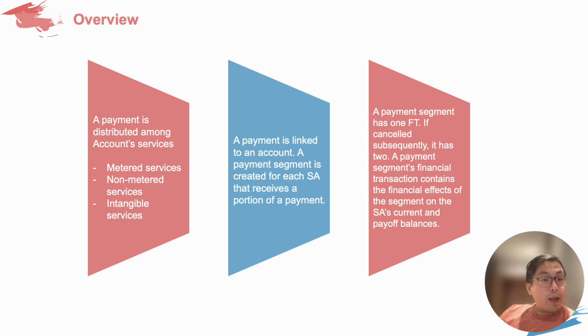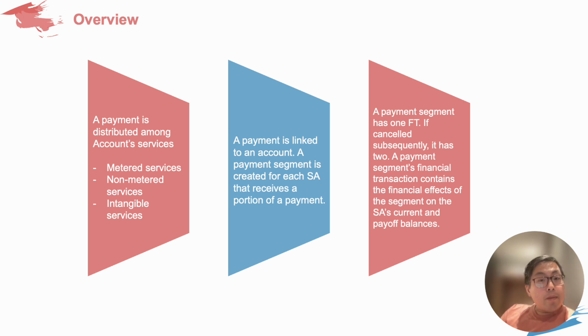Secondly, a payment is linked to an account. A payment segment is created for each service agreement that receives a portion of payment. So when the payment is received, we will talk a bit in detail, what the system is doing is creating a payment event, and the payment event will create a payment, and the payment will be distributed into service agreement level, and each service agreement will be matching to a payment segment. So a payment will be divided into one or multiple payment segments.